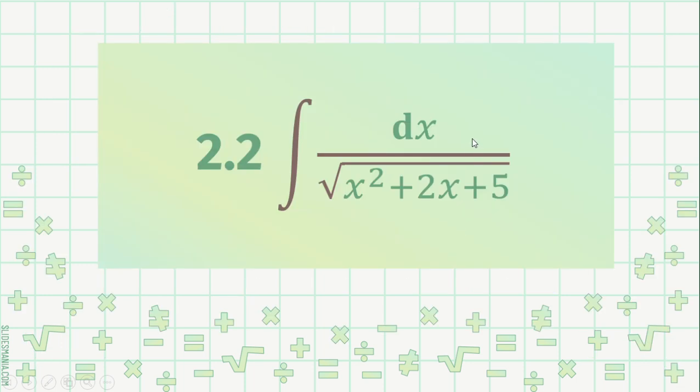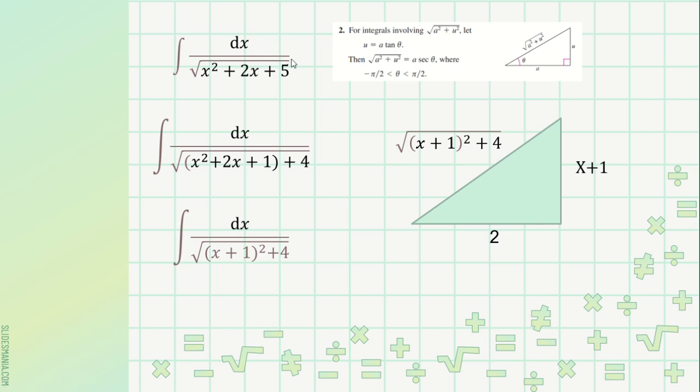The second one is 2.2, the integral of dx over root of x squared plus 2x plus 5. Okay, for this case, let's get the dx working.